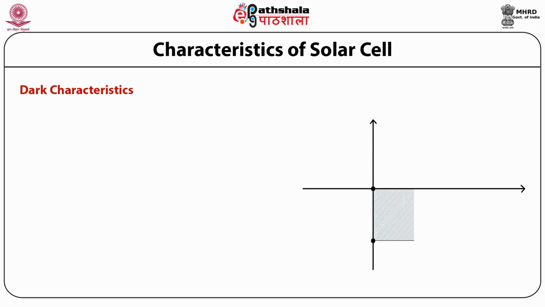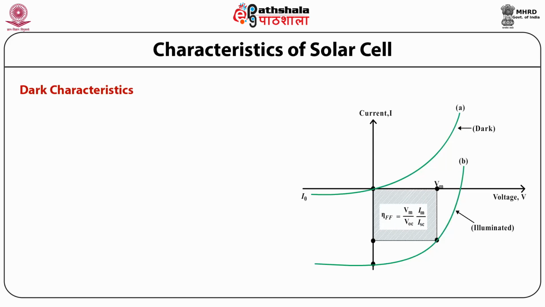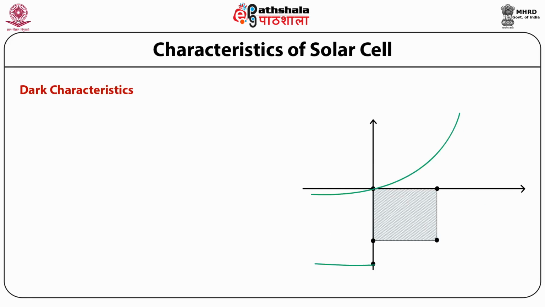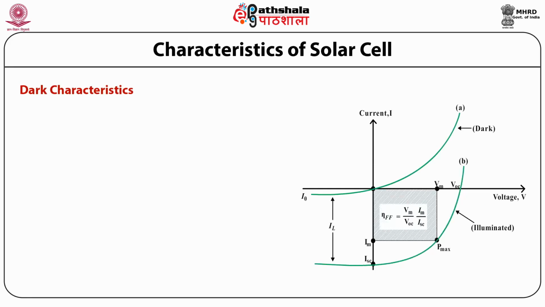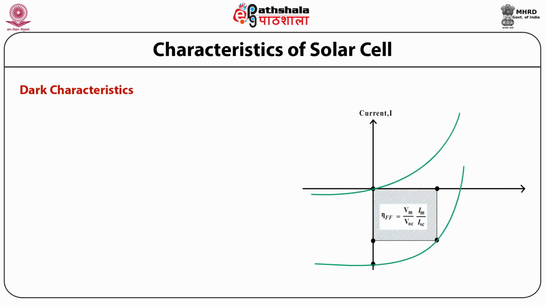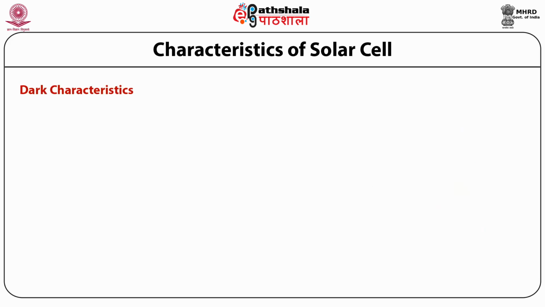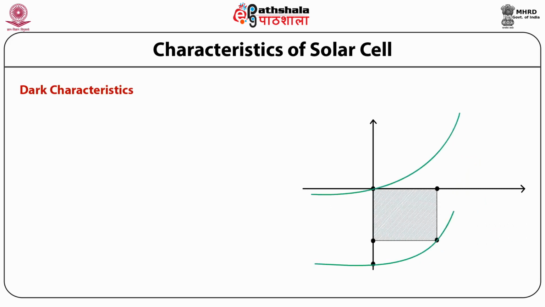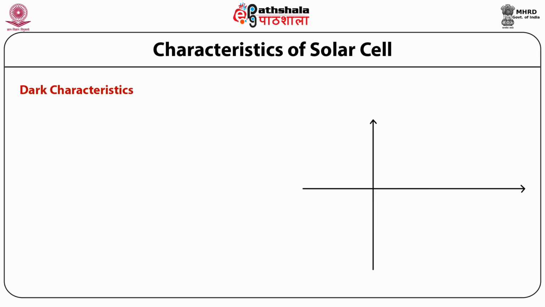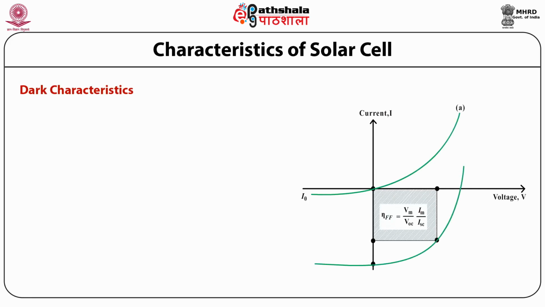And there are two parameters which have been shown on the graph, that is VOC, open circuit voltage, and ISC or short circuit current. The efficiency of the solar cell, which is eta, is equal to Vm Im by VOC ISC, which is also known as the fill factor, where Vm corresponds to the maximum voltage and Im corresponds to the maximum current corresponding to the maximum power.